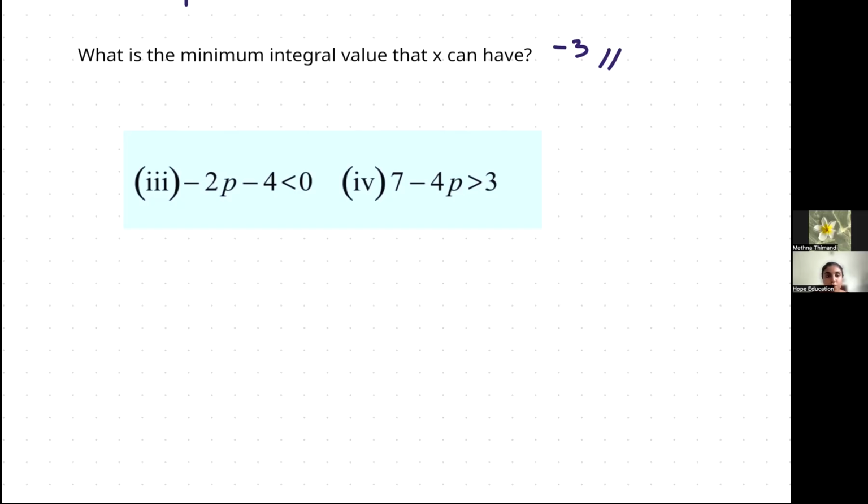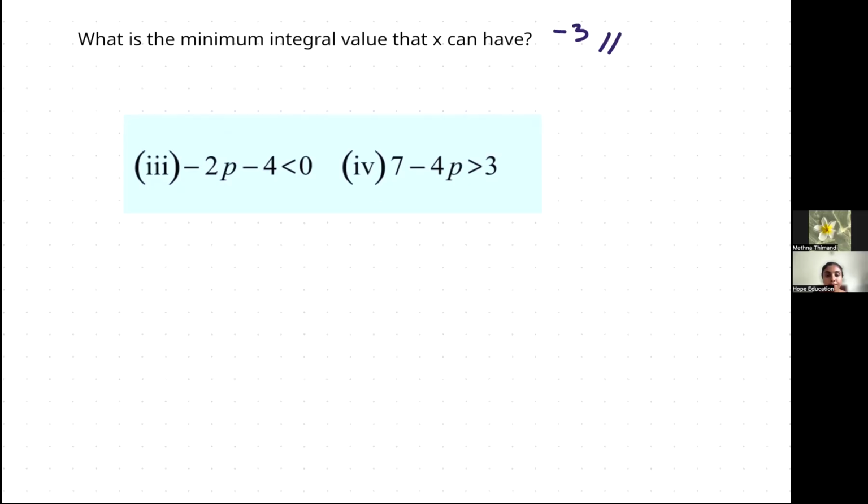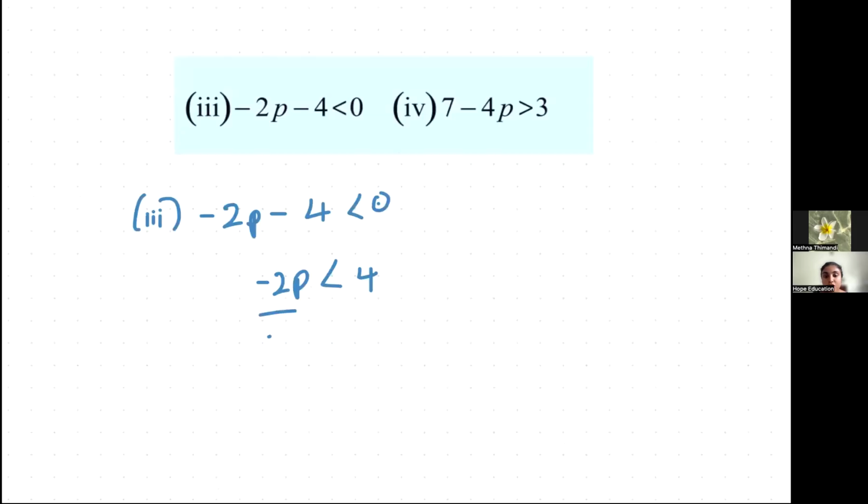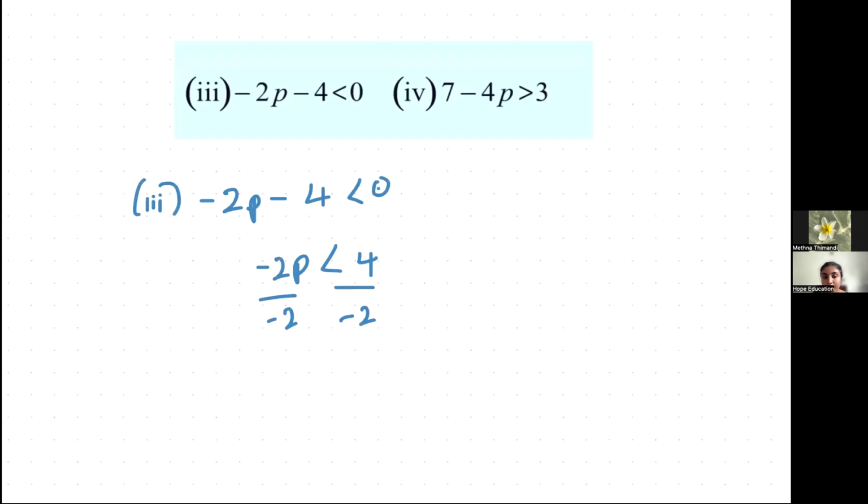Okay, so here in the third one, -2p minus 4 is less than 0, right? Then -4, when I bring it to the other side, it becomes +4. Then both sides I divide by -2. So what I get is p, and now the sign changes. 4 divided by minus 2 is minus 2.